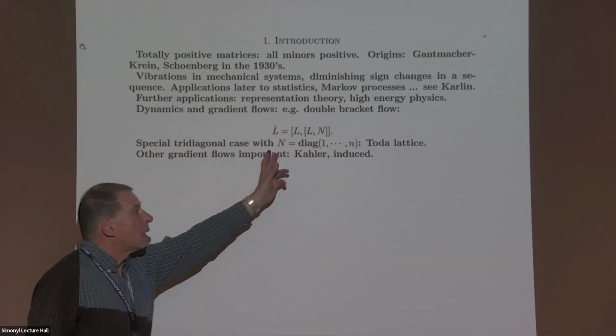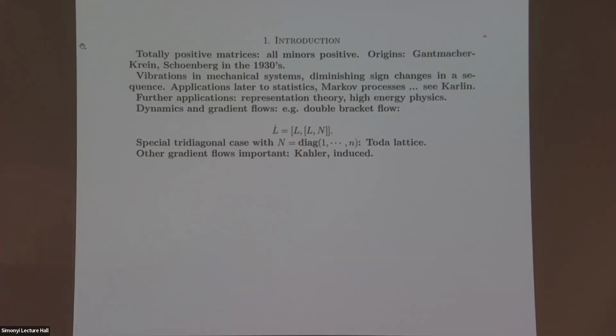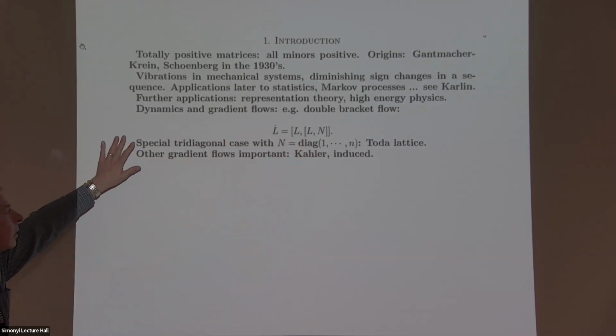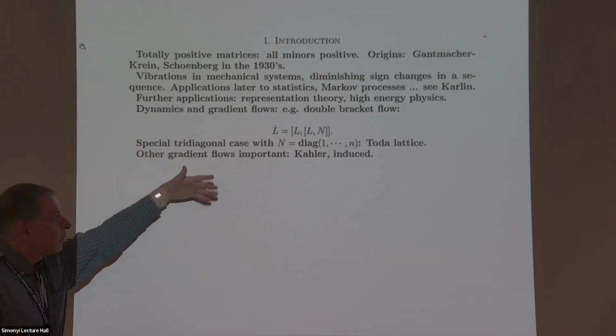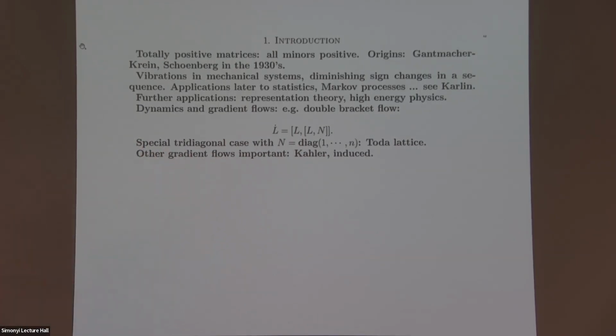And here L and N, this is just a standard matrix bracket, but this has a gradient form. It's useful for us. It specializes to the Toda lattice, which I'll talk about. And there are some other related gradient flows that I'll talk about as well.